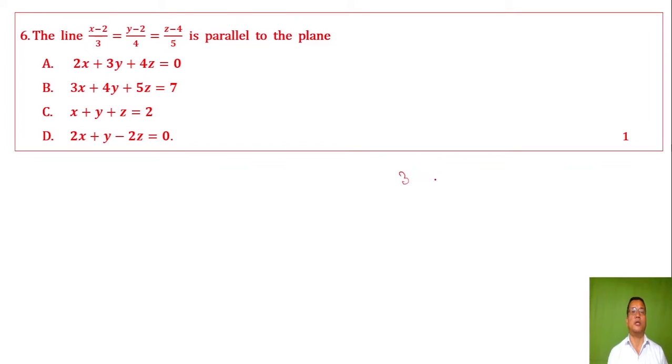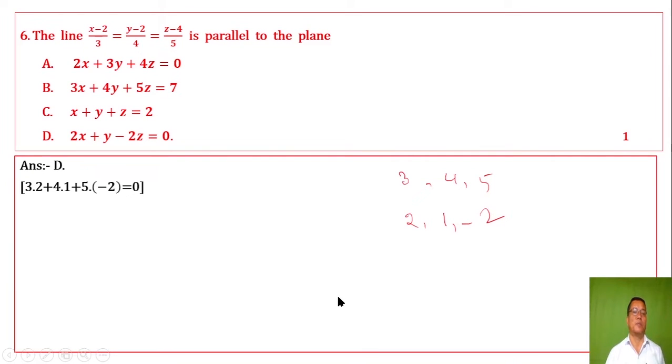The line this is parallel to the plane this. The direction ratios of the line are 3, 4, 5. The plane's direction ratios are 2, 1, minus 2. Correct answer is D. Using perpendicularity condition.